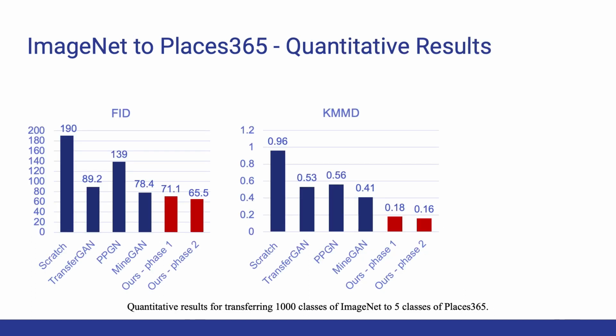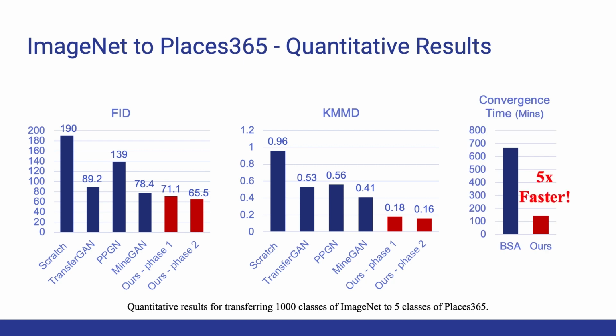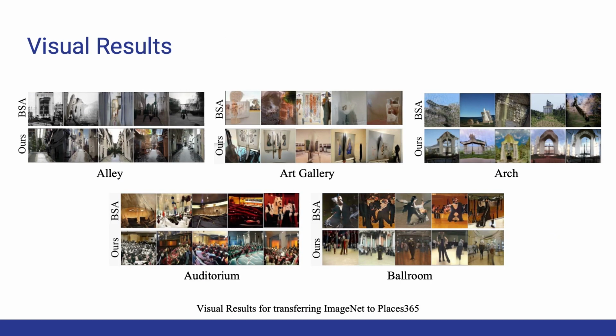We evaluate the proposed method in terms of image generation quality using FID and KMMD metrics. Our results show improvement over the compared methods, even after the first training phase. In addition, our method is able to speed up the training significantly compared to the baseline. We also provide visual results of using our method to transfer from ImageNet to Places dataset.